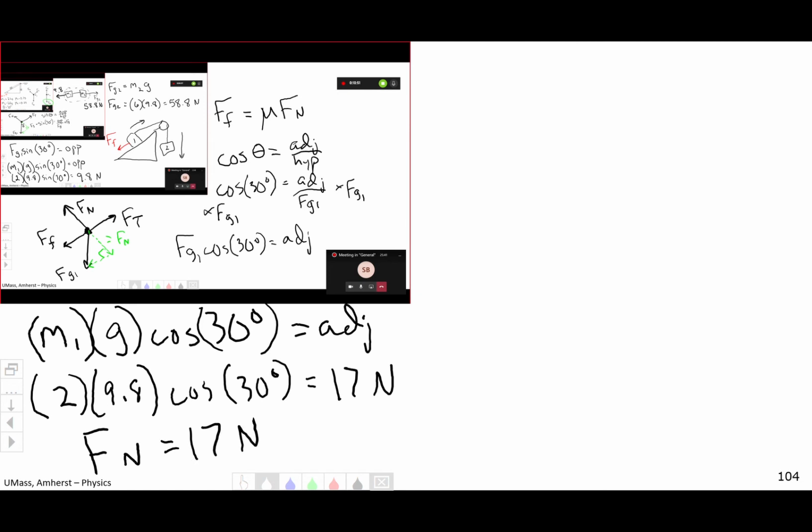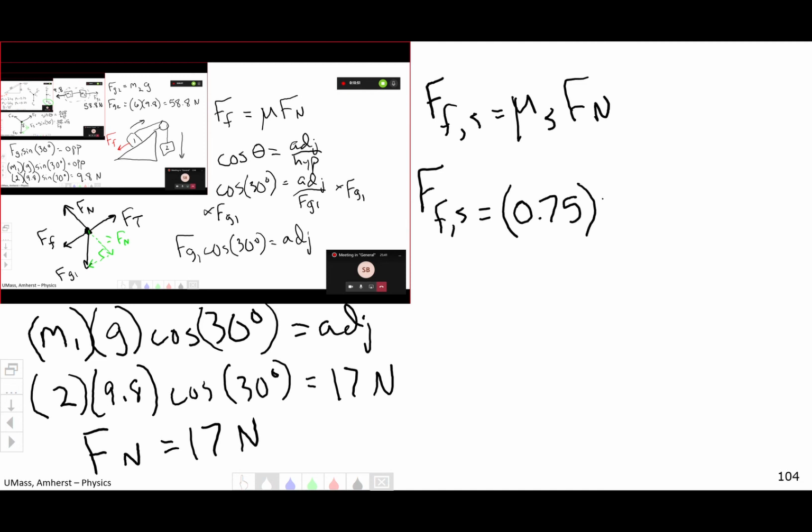So from here, we're going to want to calculate the force of static friction and the force of kinetic friction. So the force of friction static is going to be mu static times normal force. So our force of friction static is equal to our mu static, which was 0.75, times the normal force of 17 newtons, giving us a force of friction static of 17 times 0.75, 12.75 newtons.